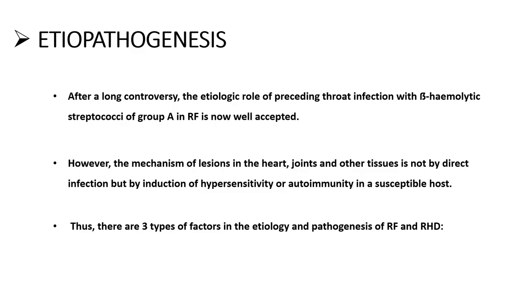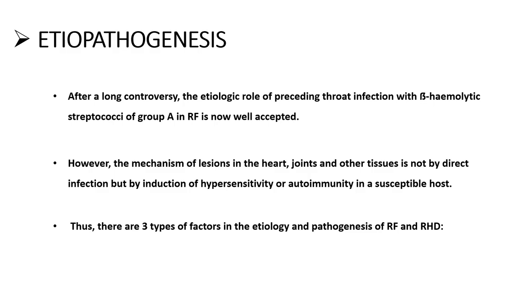Now I will explain the pathogenesis, which is very important. The disease occurs after a group A beta hemolytic streptococcal throat infection, usually after 2 to 3 weeks. However, the mechanism of lesions in the heart, joint, and other tissue is not by direct infection, but by induction of hypersensitivity or autoimmunity in a susceptible host.